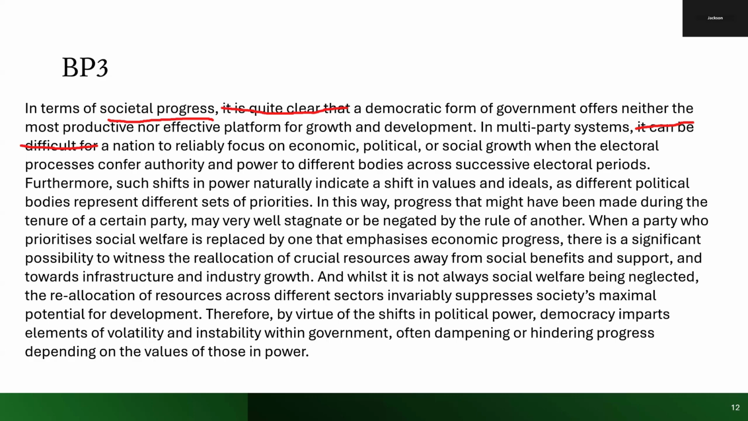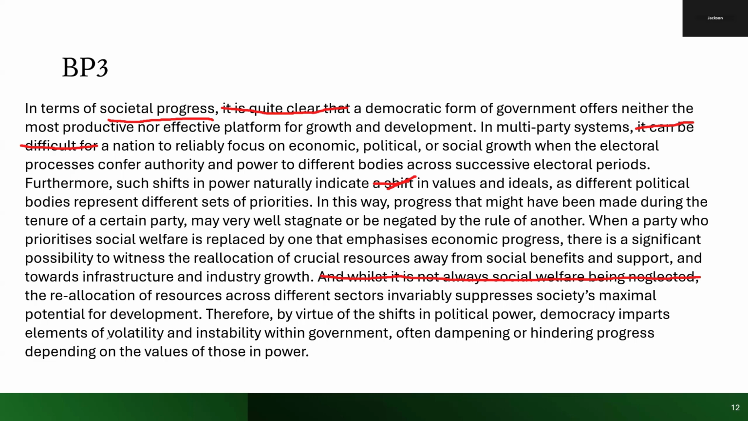Next, shifts in power naturally indicate a shift. So a bit of repetition here. So we could say shifts in power are associated with changes in values and ideals, as different political bodies represent different sets of priorities. So this is probably unnecessary here, we can just say the reallocation of resources across different sectors invariably suppresses society's maximal potential for development. Okay.